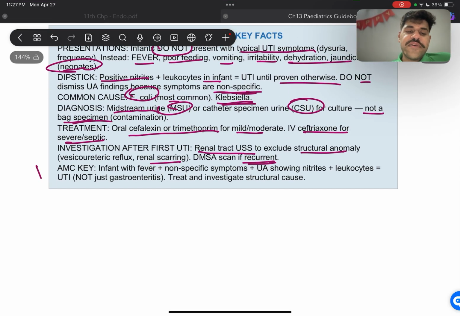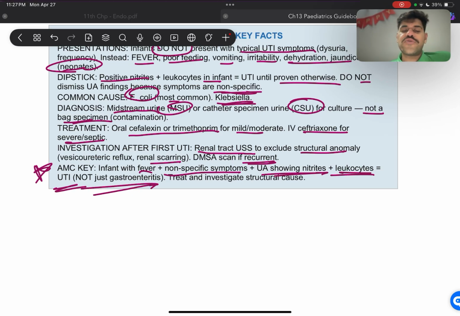Alright, so the patient that they'll present is going to have fever and non-specific symptoms. Urine analysis is going to show nitrites and leukocytes, and most likely it is going to be UTI, and it's not just gastroenteritis. We treat and investigate the structural cause.